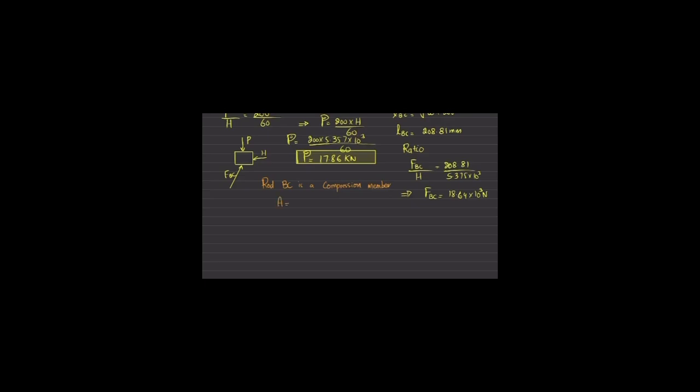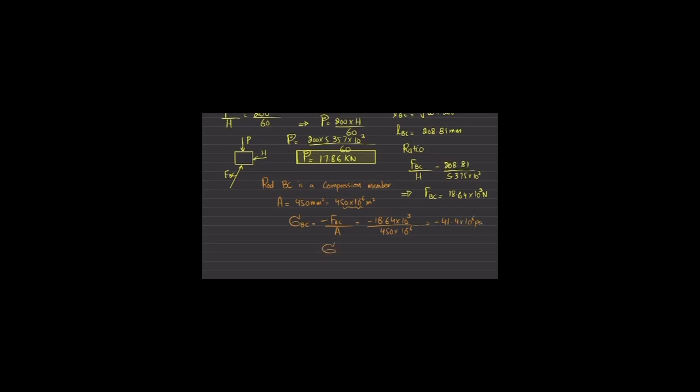and the area which is given as 450 square millimeter, in meter it will be 450 into 10 raised to power minus 6 square meter, and we will calculate the average shear stress in rod BC, which is equal to minus FBC, because this is in compression, divided by area. So you can put the value 18.64 into 10 raised to power 3 divided by 450 into 10 raised to power minus 6, and you will get the result 41.4 into 10 raised to power 6 Pascal.